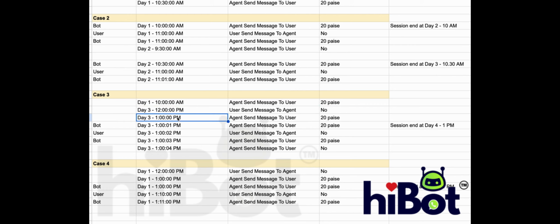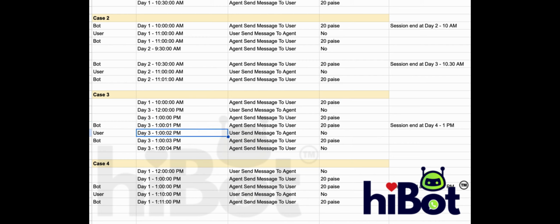And then if you are sending an outgoing message to them now, you will be charged because the session, if it would have been open at 10 a.m. on day 1, would have got closed on day 2 itself. So you are getting charged here at day 3 1 p.m. message. Again, if you send the customer another message, you will be charged again.